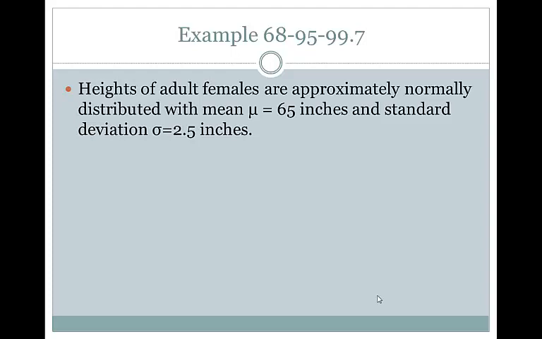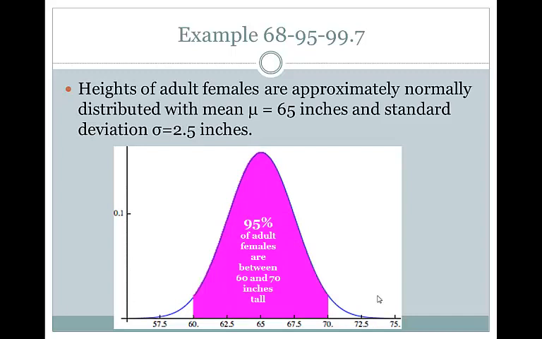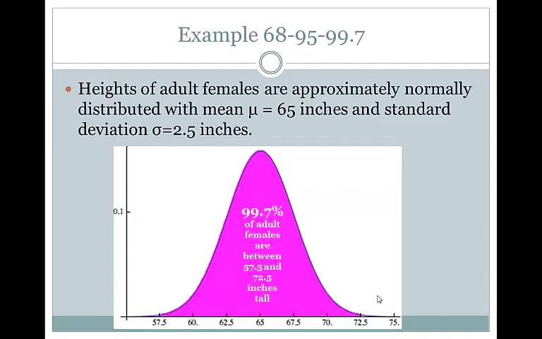Heights of adult females are approximately normally distributed with mean of 65 inches, so that's 6'5", and standard deviation of 2.5 inches. So given that information and the 68, 95, 99.7 rule, we know that 68% of adult females are between 62.5 and 67.5 inches tall. We know that 95% of adult females are between 60 and 70 inches tall. And we know 99.7% of all adult females are between 57.5 and 72.5 inches tall.